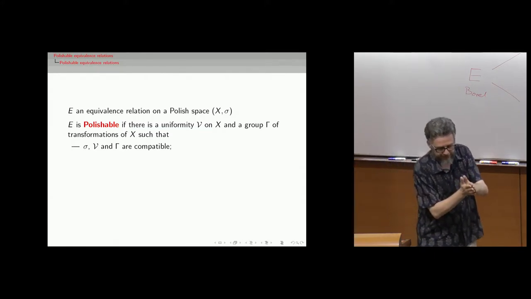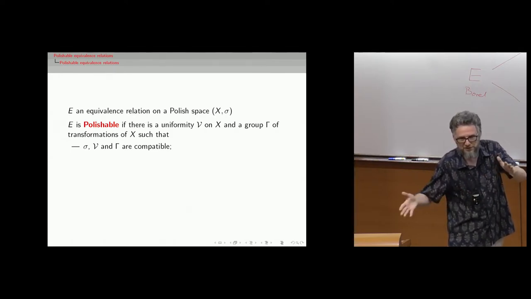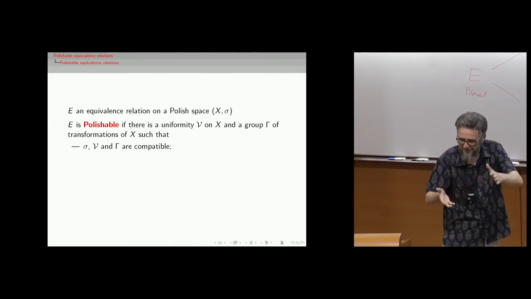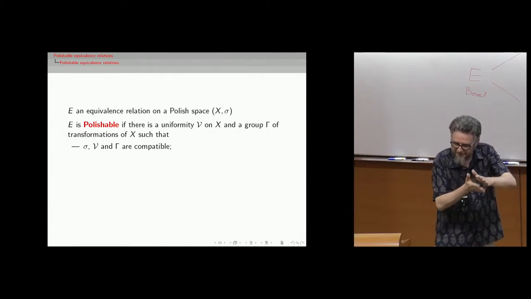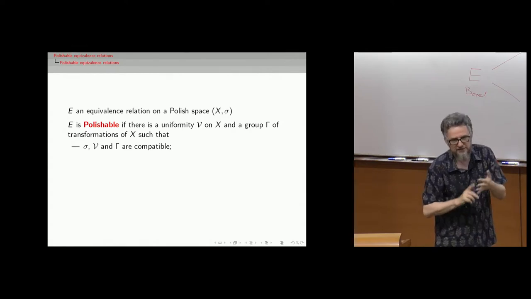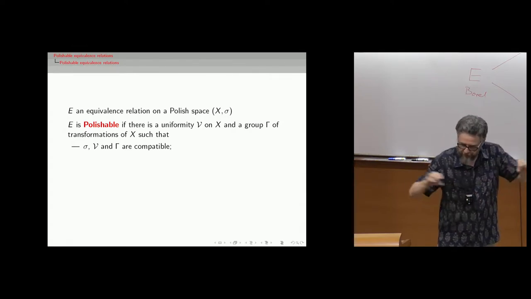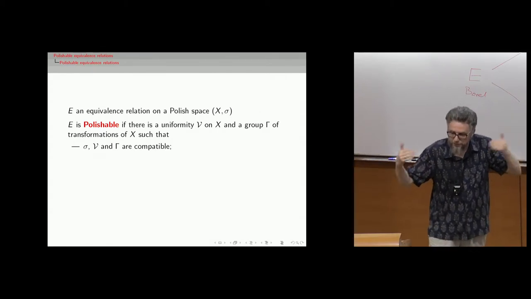Now, of course, I don't want to assign the Polish topology separately to each equivalence class. So I want it to be assigned as uniformly as possible. So what do I need? I need completeness and I need separability. And then completeness on each orbit will be witnessed by a uniformity.